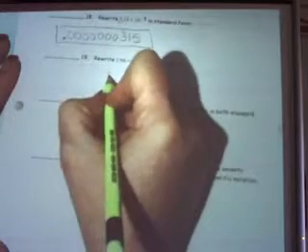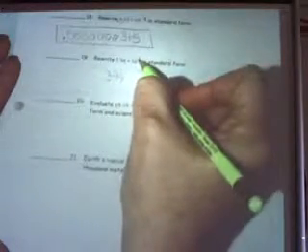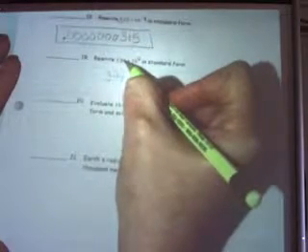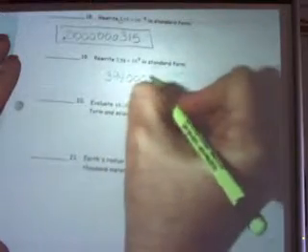Okay, rewrite 3.94 times 10 to the 9th in standard form. So I'm going to have 394. I have to move my decimal to the right 9 because that's a positive 9. So if I go 1, 2, I need 7 more places, so that's how many zeros you need.